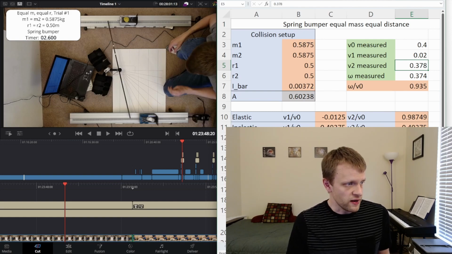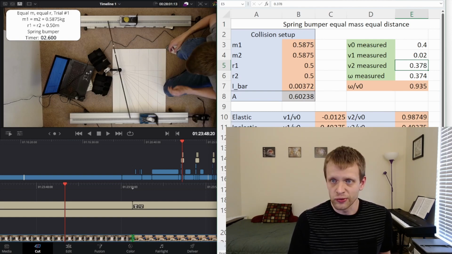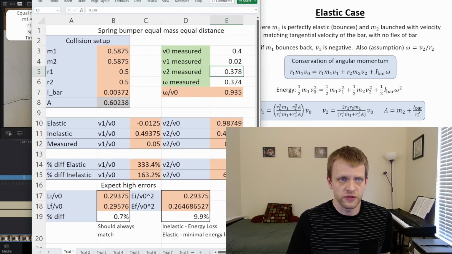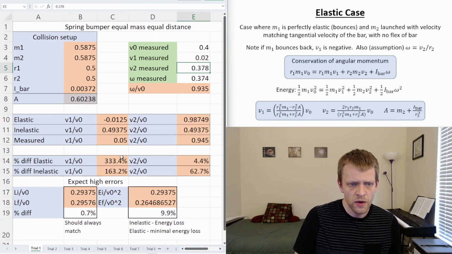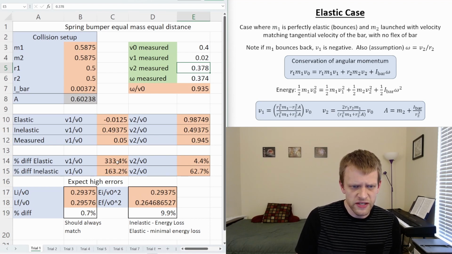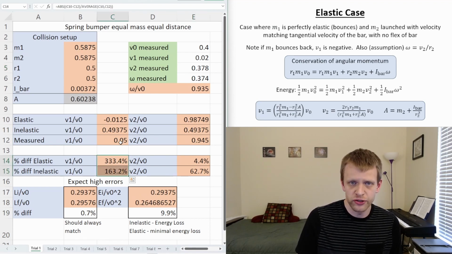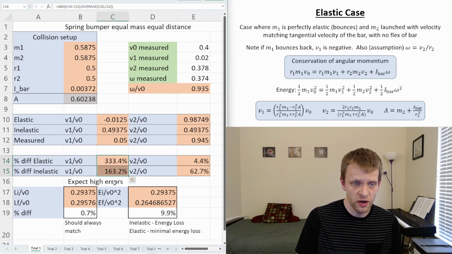Okay, well, I've been hiding the calculations, so let's see how the calculations compare for this first trial. Okay. Well, these percent differences, since we're measuring velocities that are so close to zero, these percent differences, especially for what cart 1 is doing after the collision, are going to be very, very high. Okay, so again, I kind of put down here that we're expecting high errors for these values.